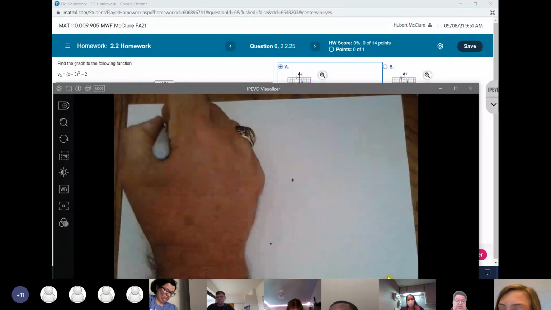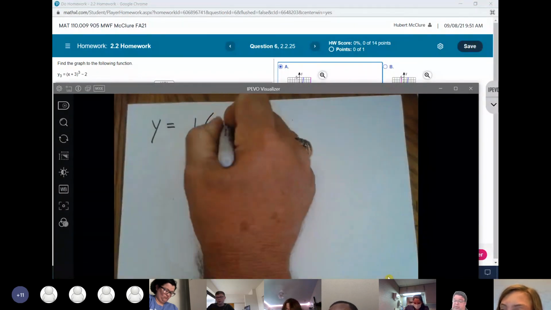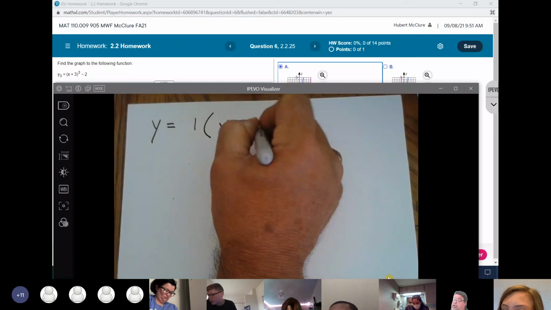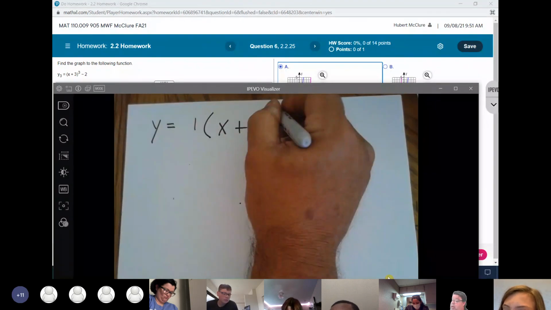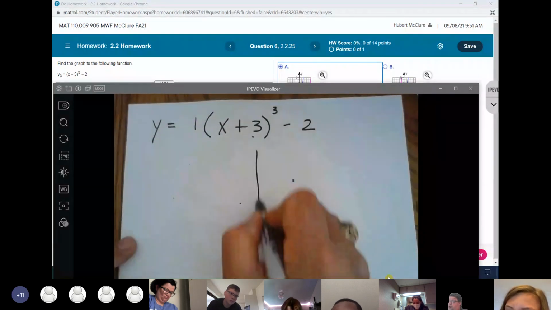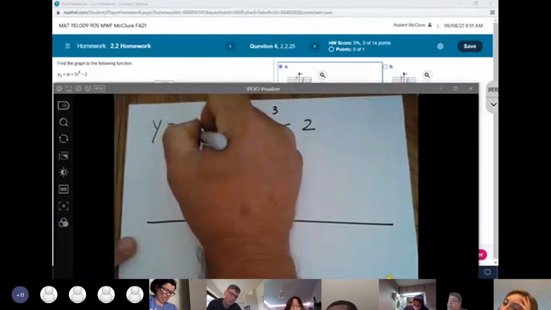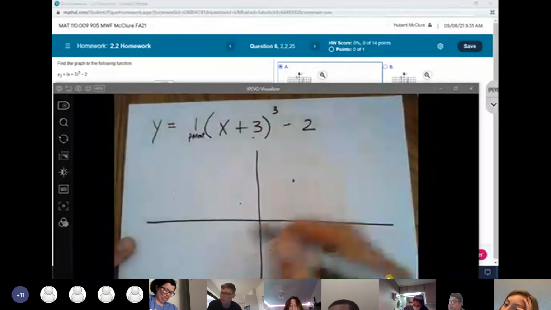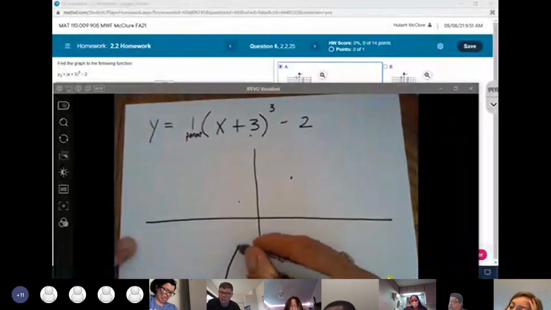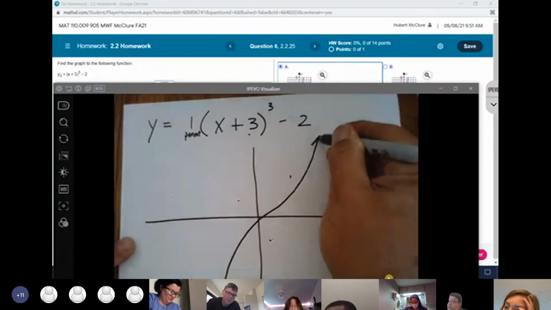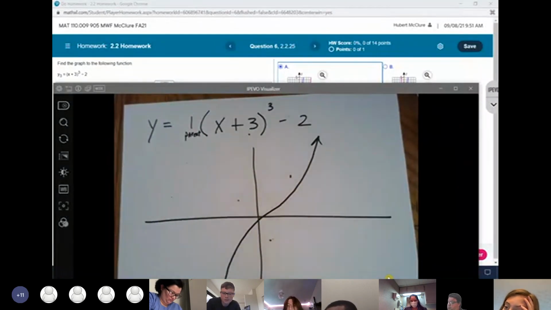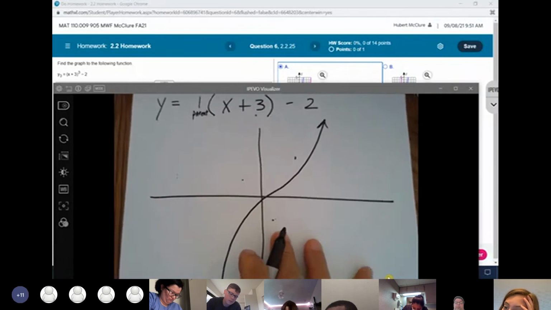Y is equal to 1 times x plus 3 cubed minus 2. So here is your parent graph, and you know it's not stretched or anything. There's your parent graph of the cube.